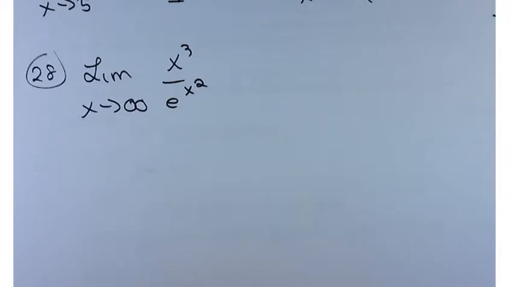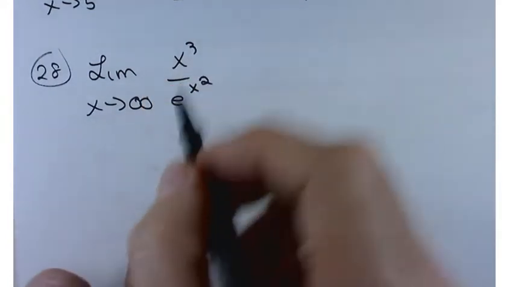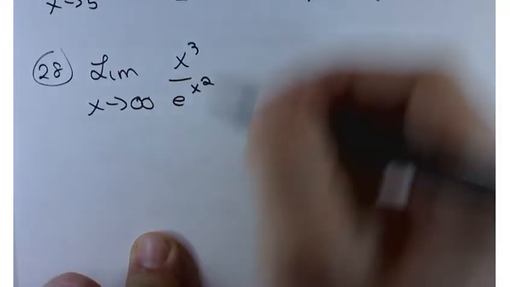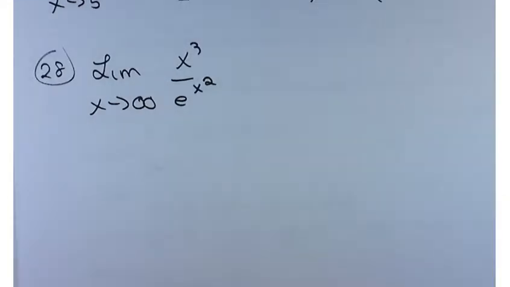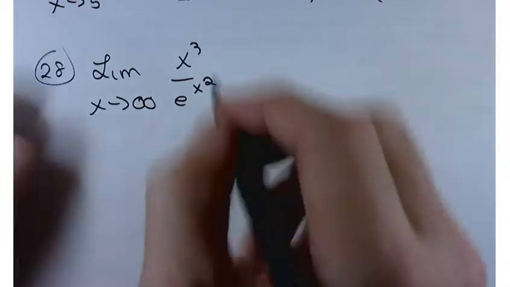If you try and plug in the limit, what are you getting for the limit? Infinity over infinity, right? As x approaches infinity, x cubed is going to approach infinity. As x approaches infinity, this is going to approach infinity. Question is, do they do this equally fast, or is one faster than the other? One's probably going to be faster than the other. But because it's an indeterminate form, we can use L'Hopital's rule.